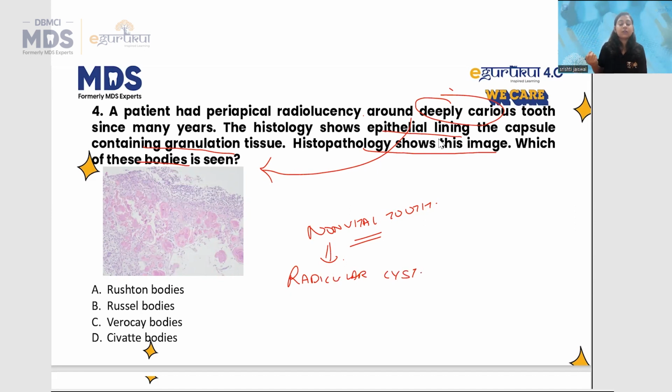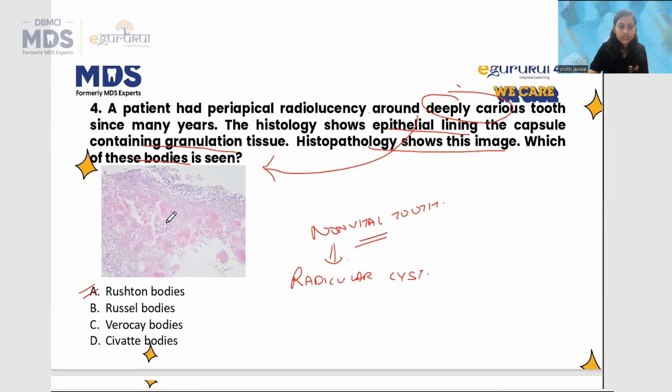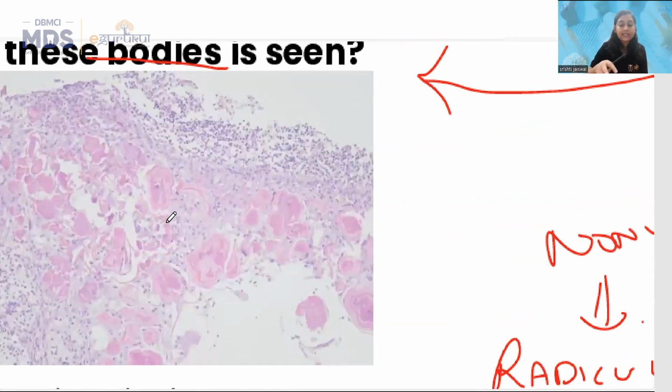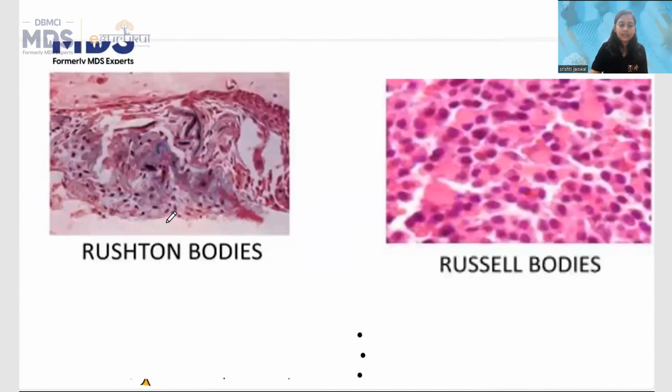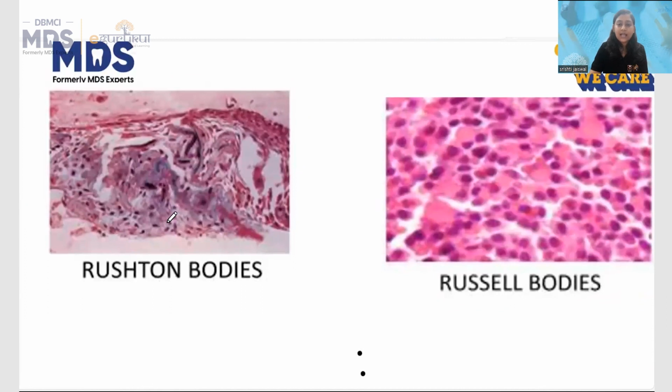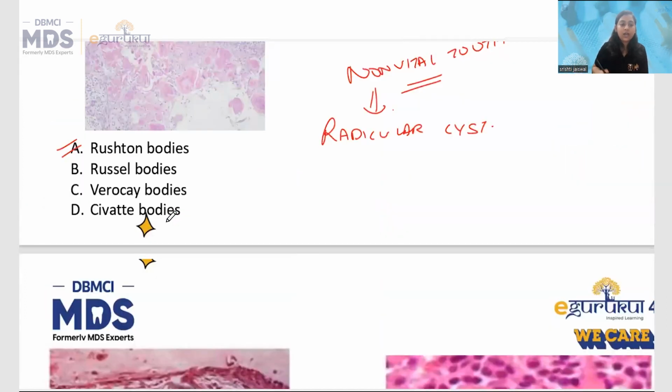So which bodies are seen in the radicular cyst? It is Rushton body. As in this image, it is very clearly seen that these are tiny eosinophilic arc-shaped bodies which are seen in the lining epithelium. Now, this is the Rushton bodies and this is the Russell body. So your other option is Russell body. Let's have a look at the other options also.